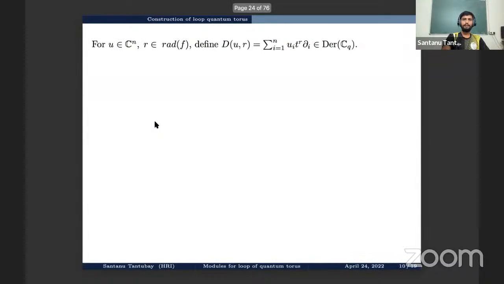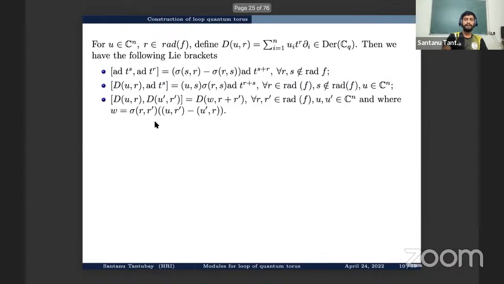Okay. Now for any u in Cn and r in the radical of f, we define D(u,r) equal to the sum over i equals 1 to n of u_i t^r del i. Then we have the following Lie brackets. The Lie bracket of ad t^s, ad t^r will be just sigma(s,r) minus sigma(r,s) times ad t^(s+r), and the Lie bracket of D(u,r), ad t^s will be just the inner product (u,s) sigma(r,s) ad t^(r+s), and the Lie bracket of D(u,r), D(u',r') is D(w, r+r'), where w is just sigma(r',r) times the inner product (u,r') u' minus (u',r) u.